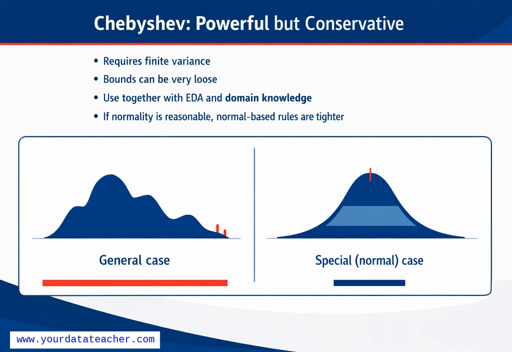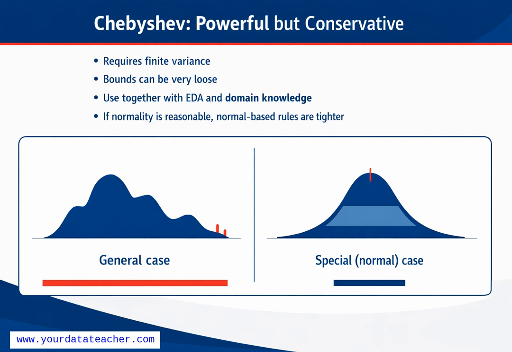Chebyshev's inequality is powerful exactly because it assumes so little about your data, but that also makes it conservative. Use it mainly in the general case on the left, when you don't really know the distribution, when the shape is clearly non-normal, or when you only have a small sample and the histogram looks unstable. In these situations, you still want a hard guarantee based only on the mean and the standard deviation, and Chebyshev gives you that.